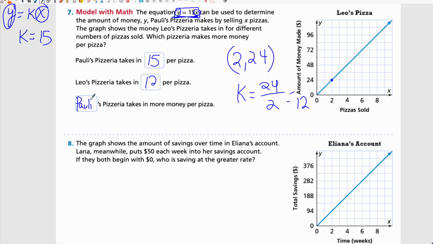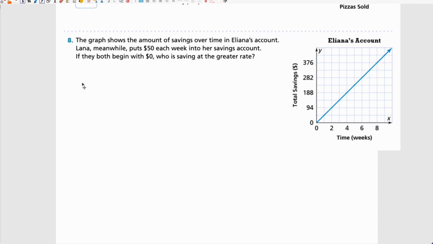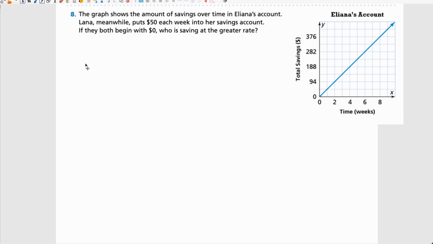Did you ever think we'd get back to math this easy after the last part of the unit? Yeah. No. All right. This is pretty simple so far, I'm thinking. You ready? Let's look at the next one. Now, the graph shows the amount of savings over time in Eliana's account. Lana, meanwhile, puts $50 each week in her savings account. So if they both begin with 0, who's saving at the greater rate?